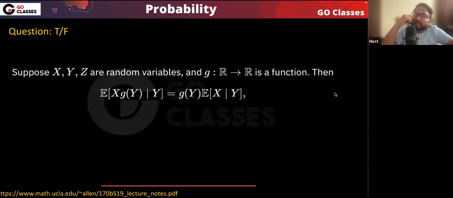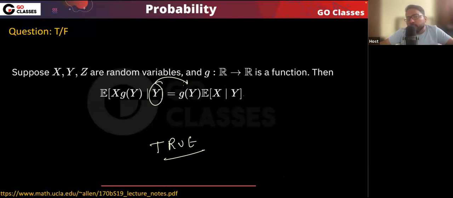Now just tell me whether this is true or false. Yeah, this is true, right? It is easy. Why? Because Y is given to you. So for every Y, this g(Y) is constant. Whatever the value given to you, you can just substitute it here. So for every Y, g(Y) is constant.